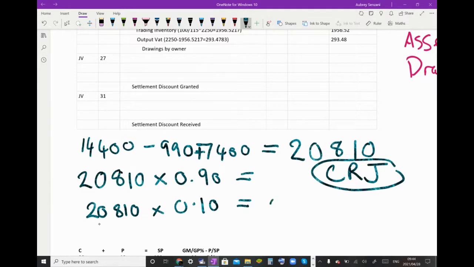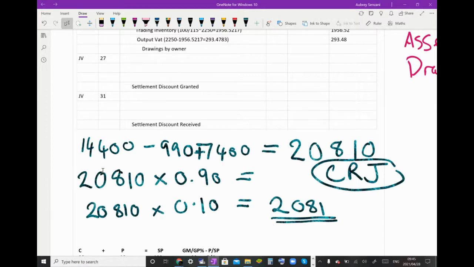So 10% of that, I would imagine, should be 2,081. And we know this is the VAT inclusive amount that we're playing with here. So we then say, okay, we have that. Now we have to ask ourselves, which accounts are affected? Now, when we're doing a settlement discount, we're reversing what we did initially. So initially, we were selling to this person on credit. So we know debtors is affected, we know sales is affected, and we know output VAT is affected.